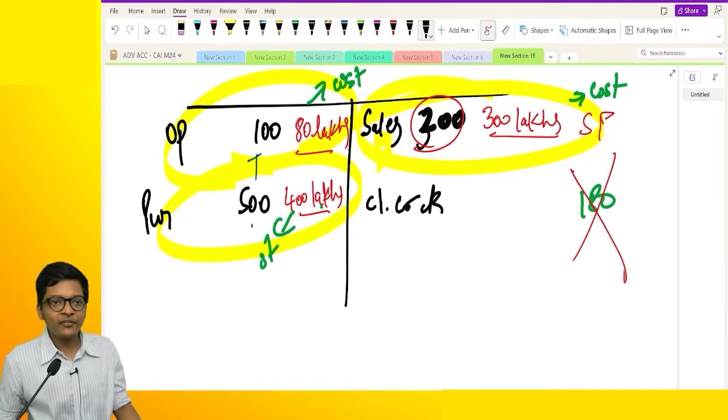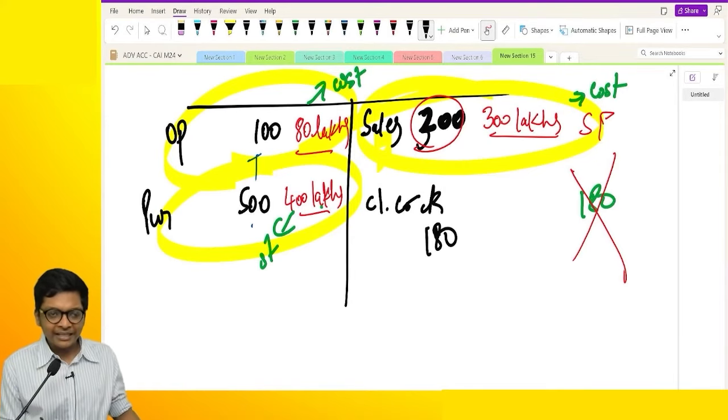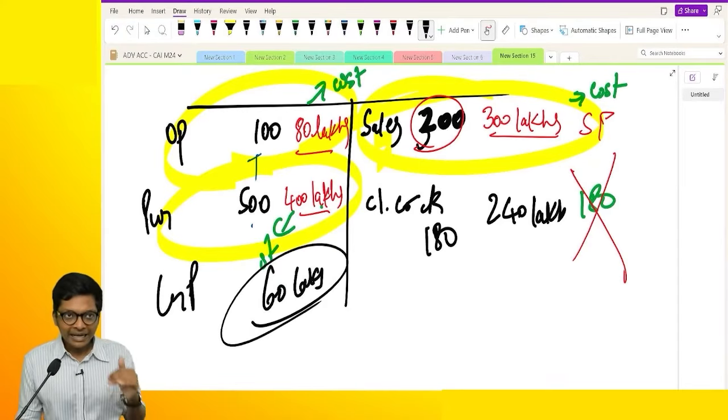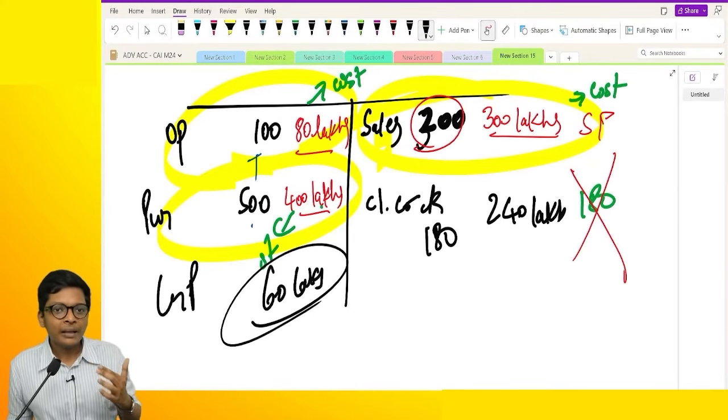how will I find closing stock? Number of closing stock units are 180. Cost is 80,000, so 180 into 80,000 is 144 lakhs. Therefore, the balancing figure of 60 lakhs is gross profit. Correct? I did the computation. You can also do the balancing figure.